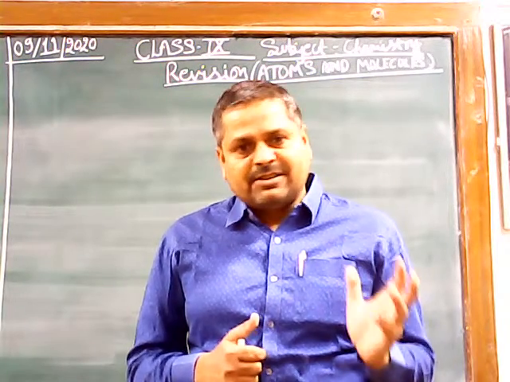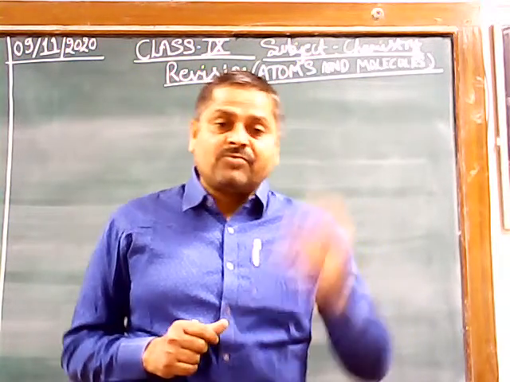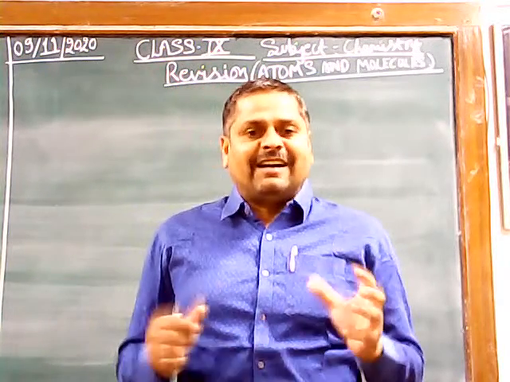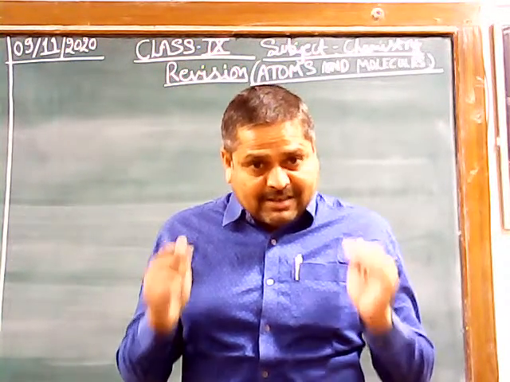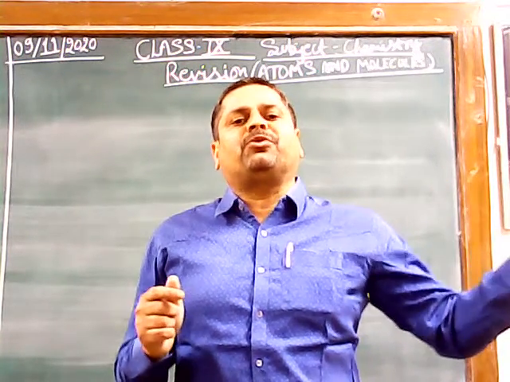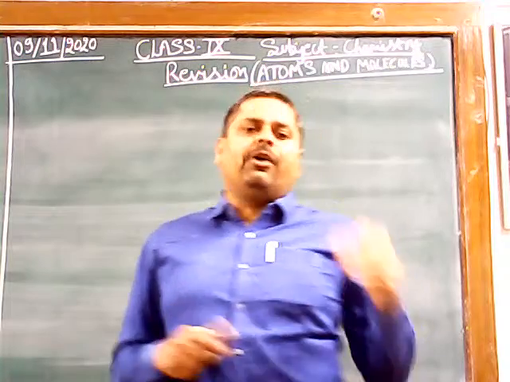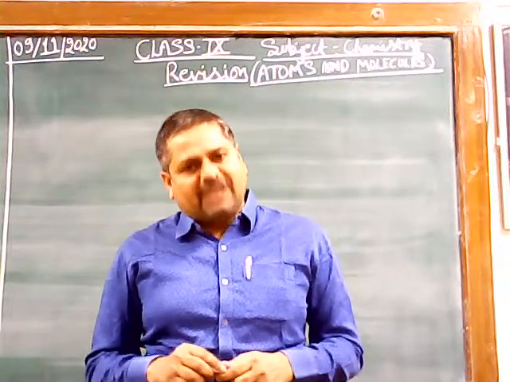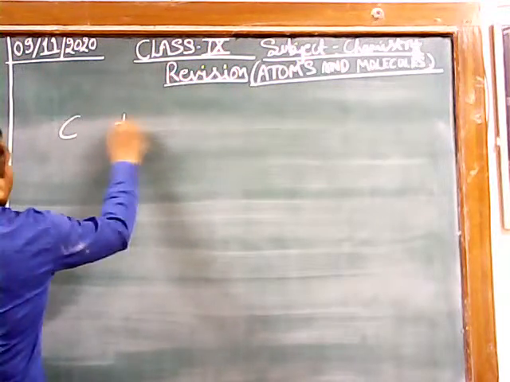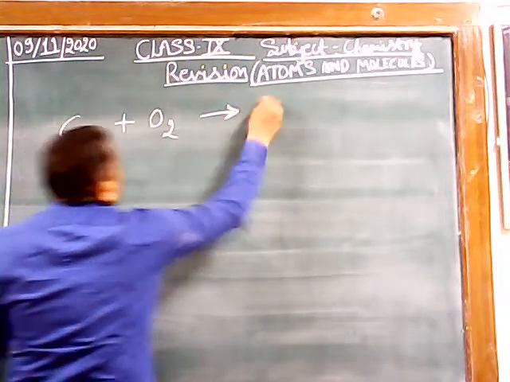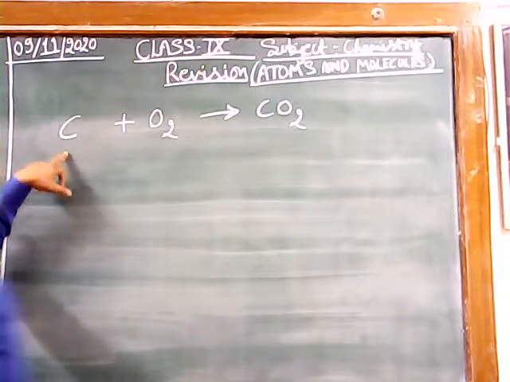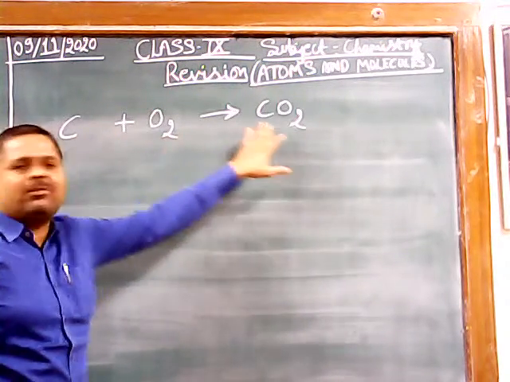Okay? Understand? And atoms take part in chemical reactions in whole number ratio. It doesn't happen that 1.5 atoms participate with 2.25 atoms. Understand? No. Only whole number atoms take part. For example, carbon plus oxygen gives carbon dioxide. So here one atom of carbon and two atoms of oxygen combine to form carbon dioxide.